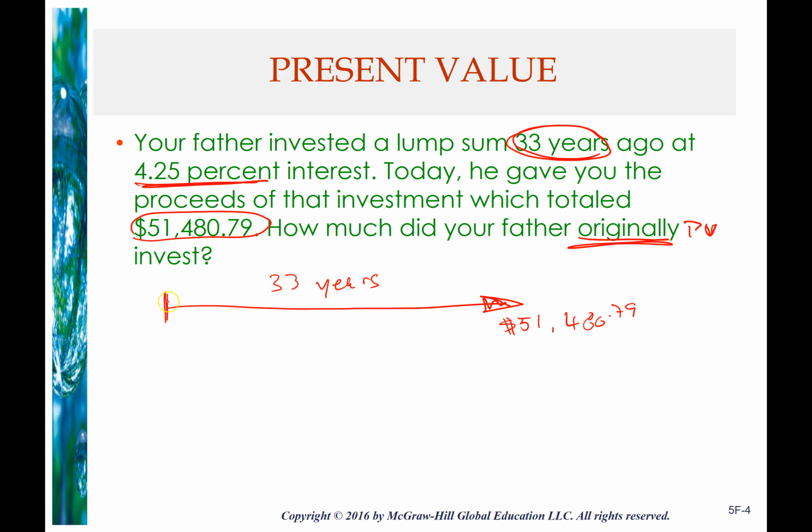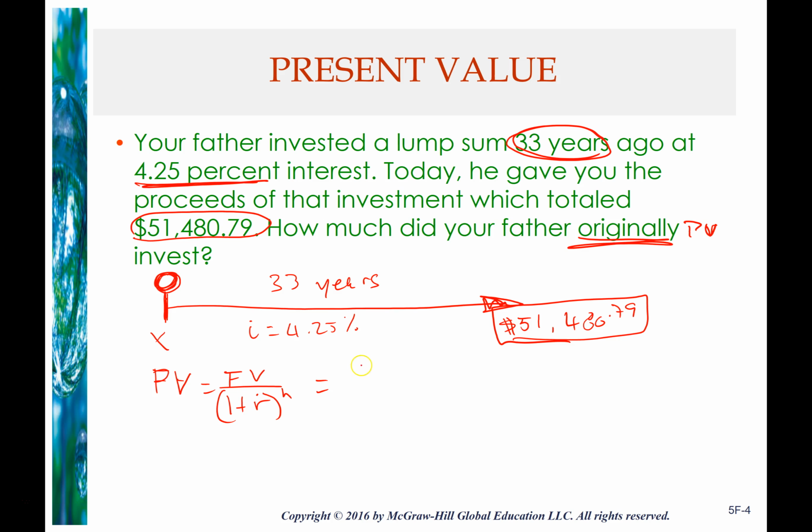How much did he invest at time zero, which will be the present value, PV, right? At what interest rate? 4.25%, right? To receive that amount of money, how much did he invest at that time? So the present value is simply your future value over 1 plus r, or I, to the n power.